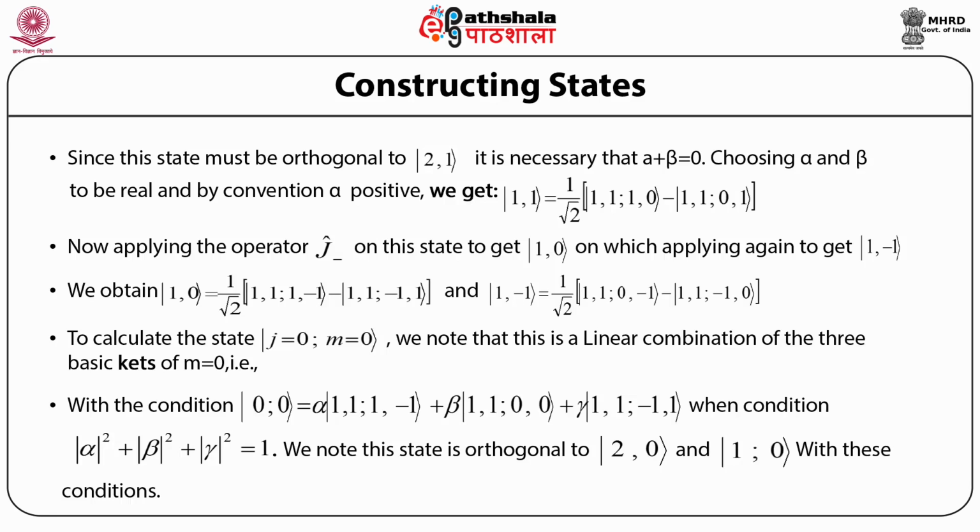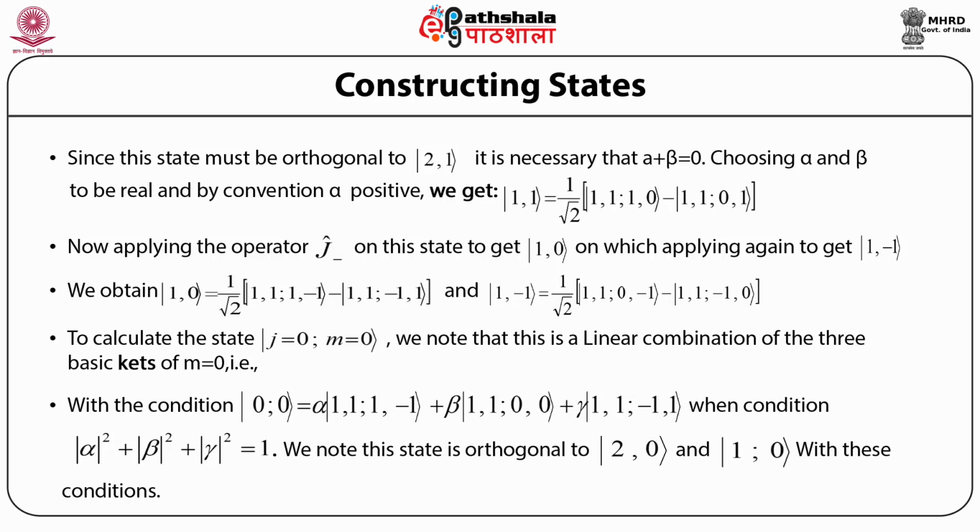Now, in order to calculate the ket vector corresponding to J equal to 0, M equal to 0, we note that this is a linear combination of the three basic kets of M equal to 0, that is the ket vector |0,0> is equal to alpha times |1,1>|1,-1> plus beta times |1,0>|1,0> plus gamma times |1,-1>|1,1>, with the condition that the square of the modulus of alpha plus the square of the modulus of beta plus the square of the modulus of gamma is equal to 1.